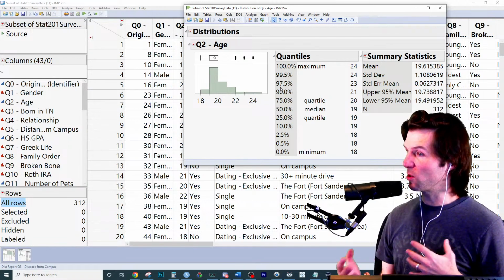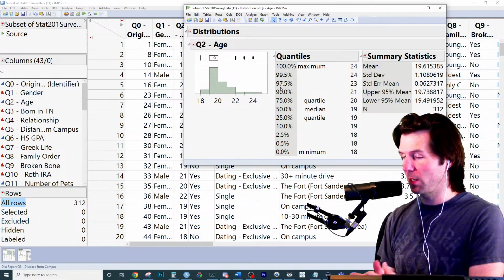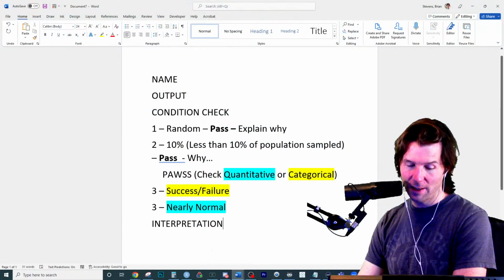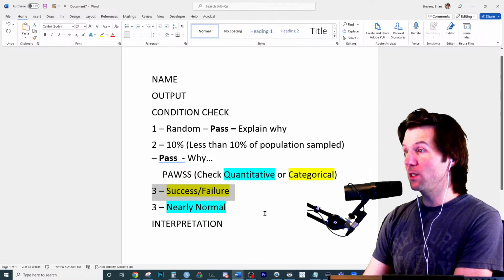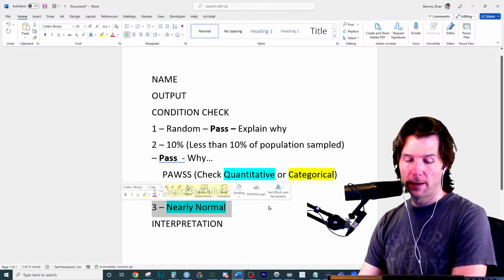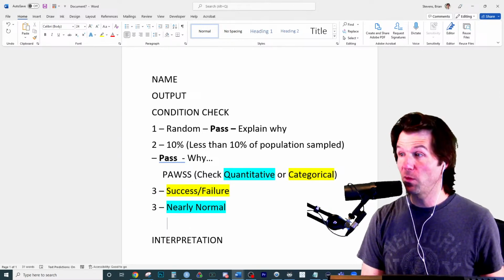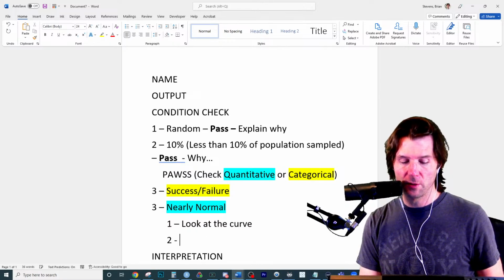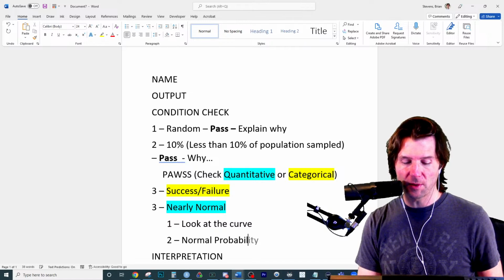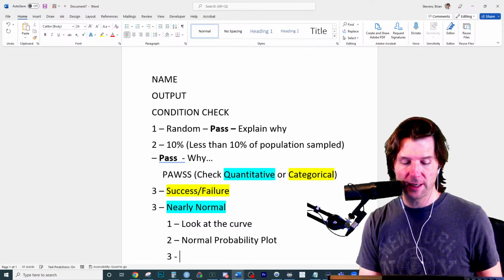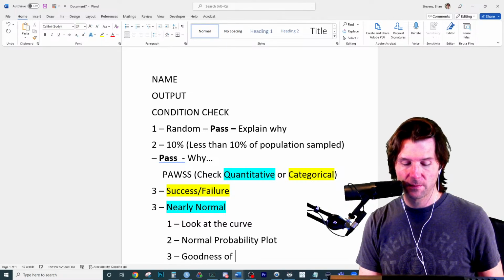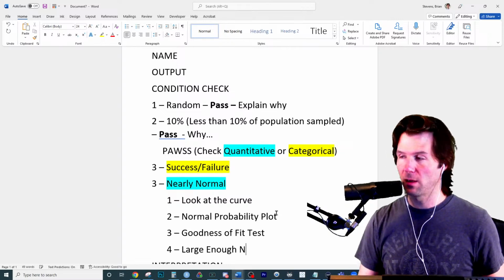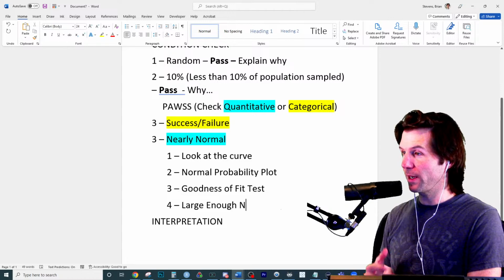Make sure to look at the population size and describe whether or not your sample is less than 10% of the population. And the third condition, make sure to pause, is not going to be this one, because we're doing age, for my example, it's going to be nearly normal. Now, nearly normal is a very complex one that has 4 ways to check it. Way number 1 is look at the curve. Way number 2 is going to be normal probability plot. Way number 3 is going to be goodness of fit tests. And way number 4, which we often use, is large enough N. So you can use the large enough N way to check the nearly normal.